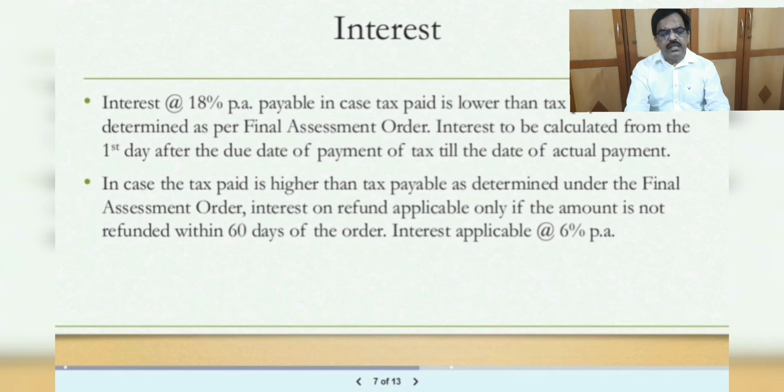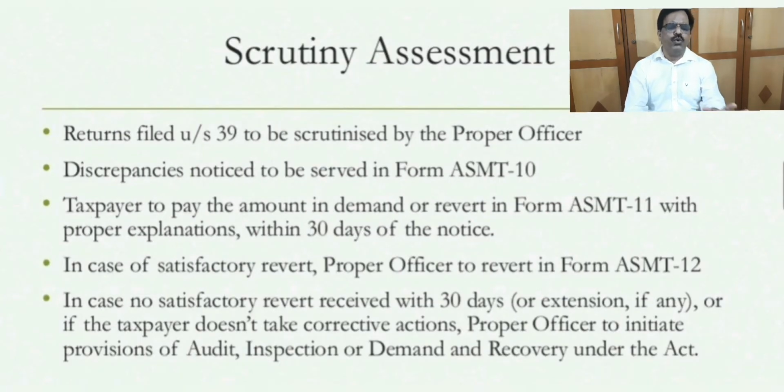Then comes scrutiny assessment. What is a scrutiny assessment? We are filing the returns, like under section 39 there are GSTR 3B, 4, 5, 6, 7 and 8 and 10. These are the returns periodically or monthly we are submitting. Based on that, department determines our tax; we are doing our self-assessment.